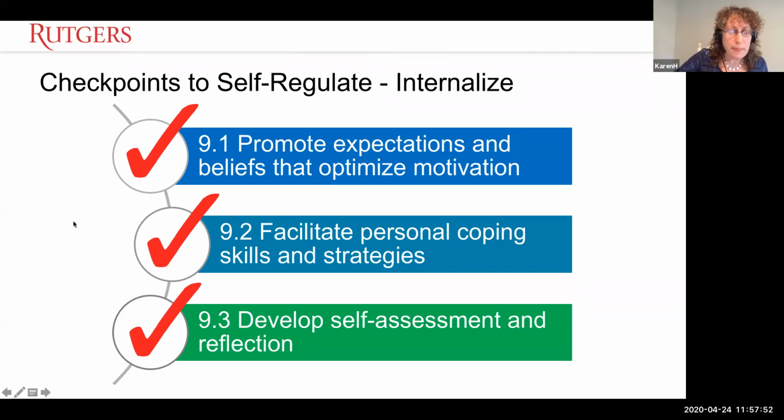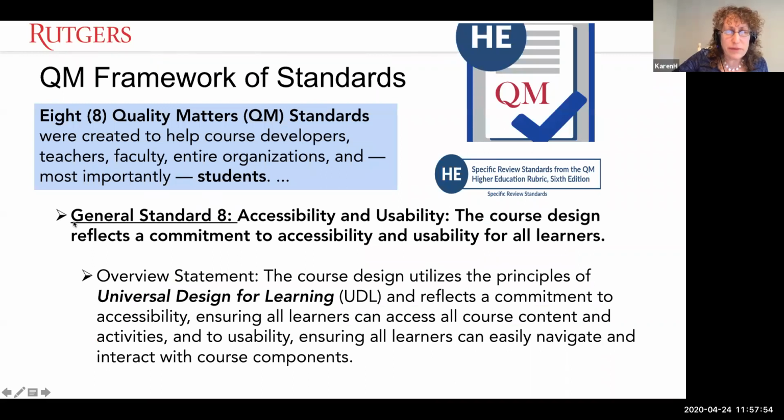Okay, so I'm moving forward to have a quick touch on the QM framework of standards. Before we do that, I just wanted to mention that I came up with this idea of mapping the UDL checkpoints for engagement that we just went over prior to our current emergency situation.